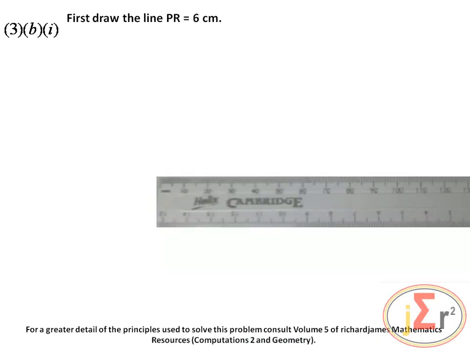At this stage, we are going to do some construction. We are going to construct the rhombus that was given on the question paper. It was not drawn to scale, but we are required to draw it to scale. Let us construct the rhombus using the information that we have. So we are going to first draw the line PR, which is equal to 6 centimeters. PR is 6 centimeters. So we are going to draw that broken line PR, 6 centimeters.